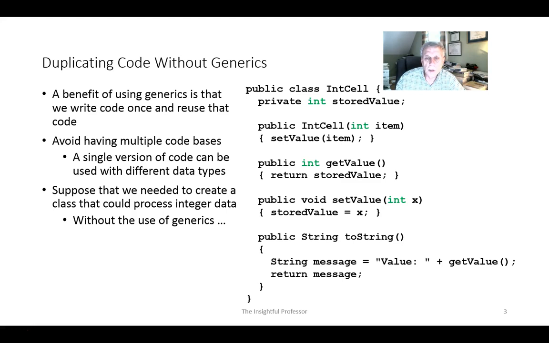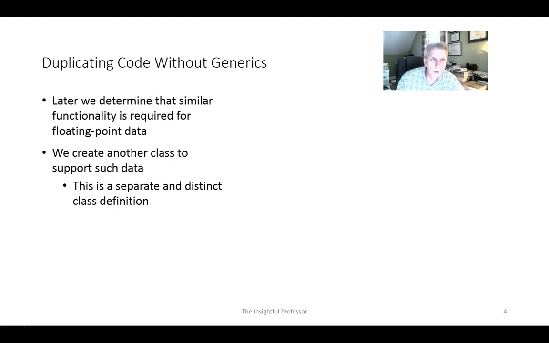So notice throughout this block of code that the data type is int. The value stored is int. The constructor accepts an int. The getter and the setter each manipulate an int because we're working strictly with integer data. That's fine, except suppose down the road we'd like to achieve the same functionality with floating point data.